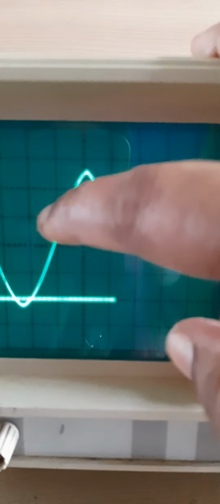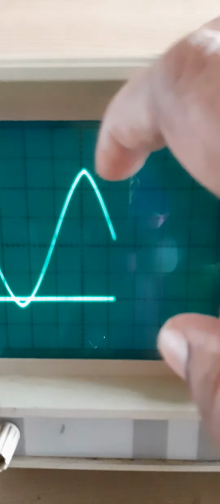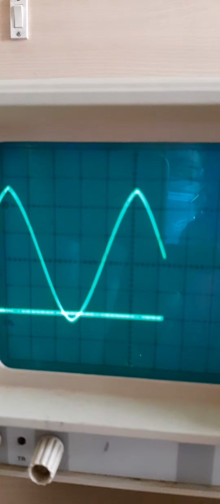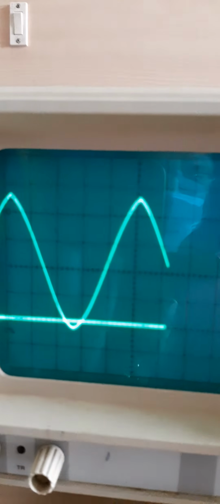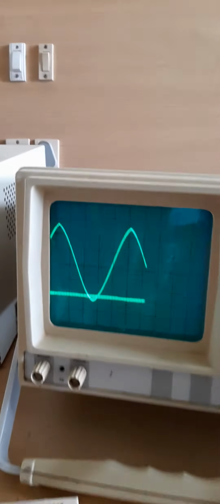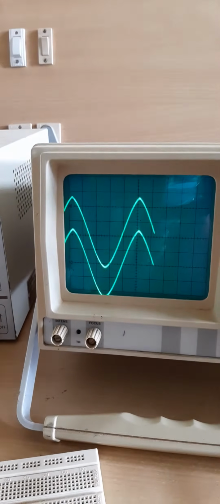So whenever you are drawing the waveform on the graph sheet, you have to mark this lower voltage as 0.6, that is minus 0.6, and this voltage is equal to 9.4 volt, that is on the positive side. Okay, so this is the way we are taking the reading. Let us see now. Let us release the ground of the input channel.